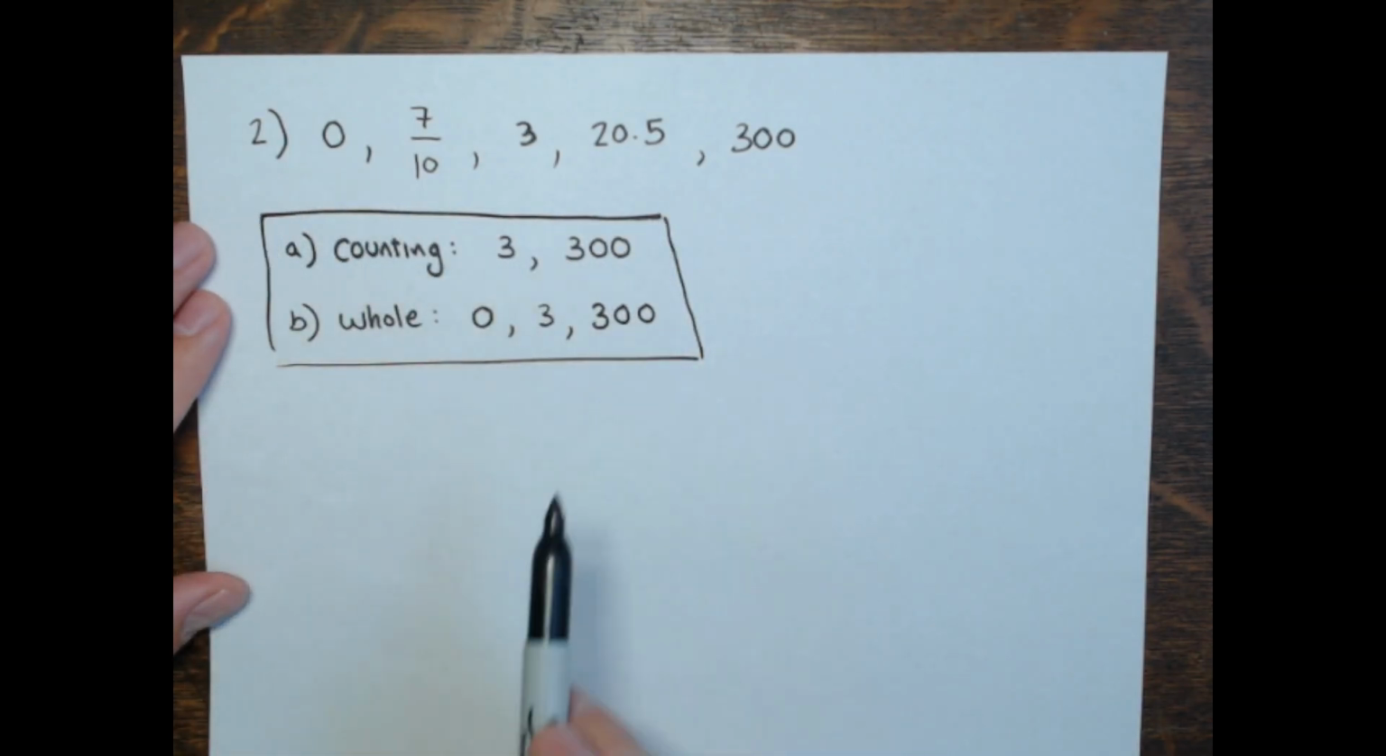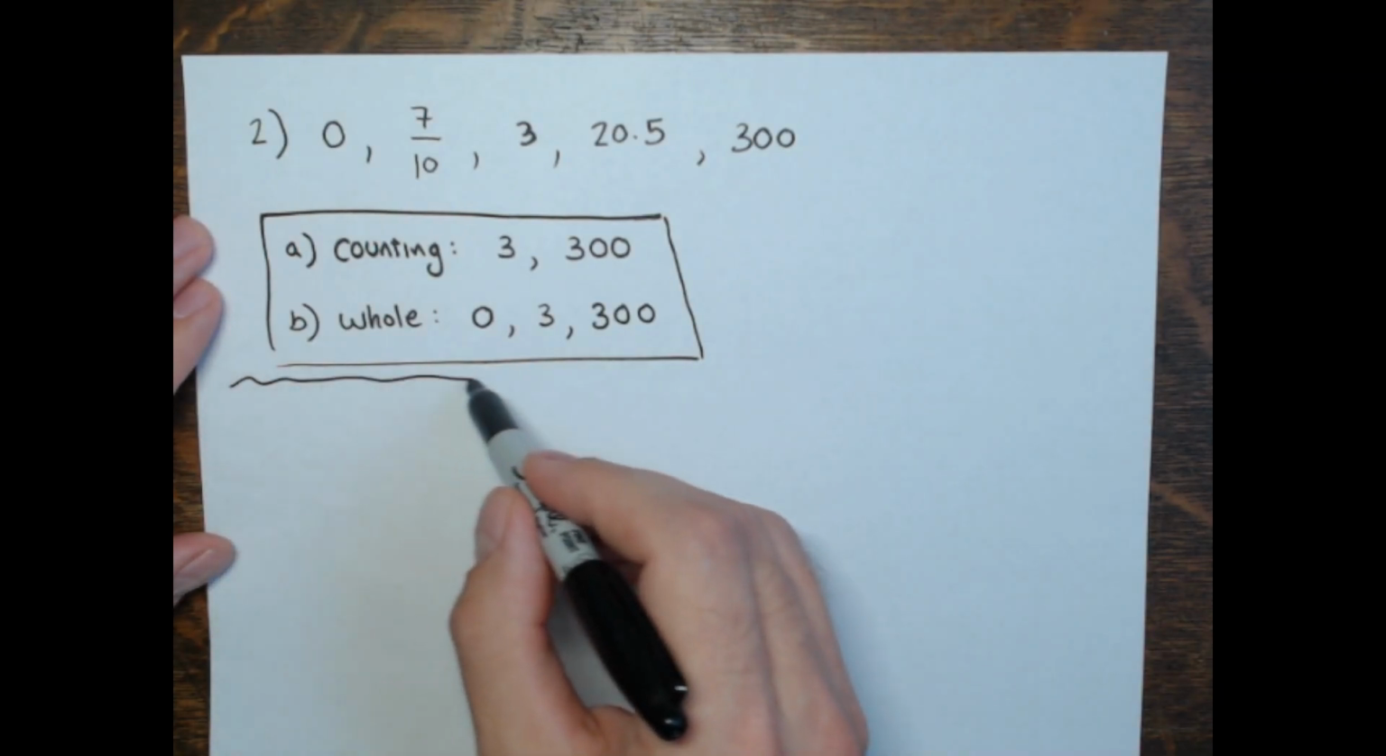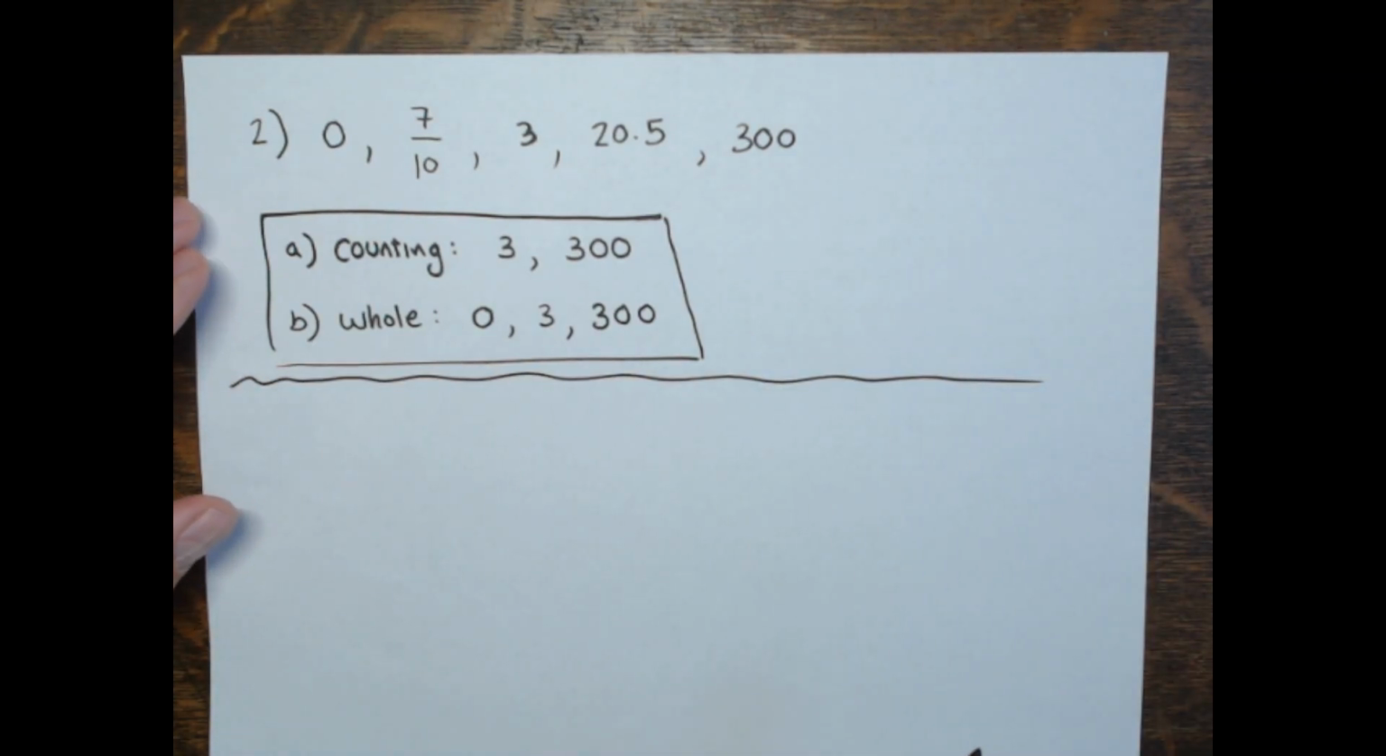So the counting numbers are 3 and 300. The whole numbers are 0, 3, and 300. Great. And again, unless you have some sort of other solution manual for this text, you can't really check the solution. You're just going to have to believe it based on what you know about the counting numbers and the whole numbers. So hopefully you believe me when I say that these are the correct responses.